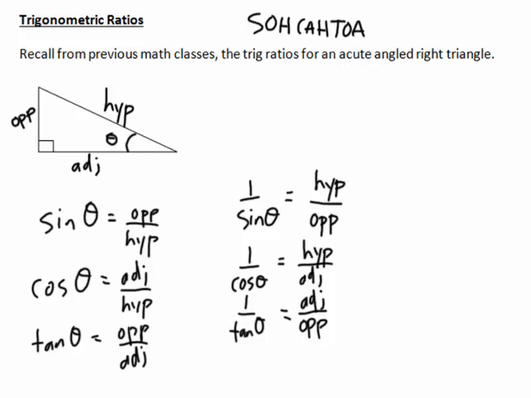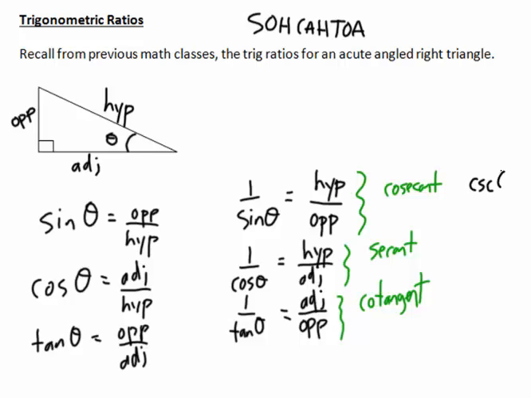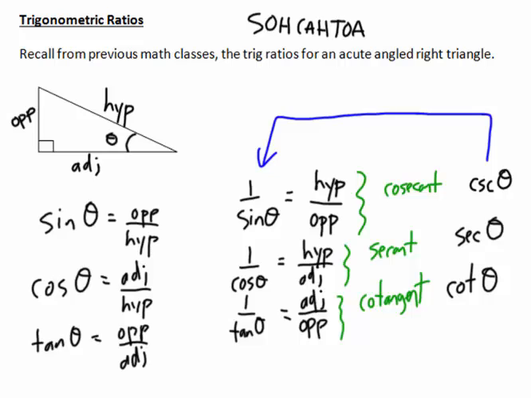Now these reciprocal ratios have their own names. You may have seen these before, you may not have, but this ratio of hypotenuse over opposite is called the cosecant of an angle. Hypotenuse over adjacent is called the secant of an angle, and adjacent over opposite is called the cotangent. So 3 potentially new trig ratios. Now these are abbreviated. Cosecant is CSC theta. Secant is SEC theta. And cotangent is COT theta. So instead of writing 1 over sine, we're just going to call it cosecant, and the same for all of those other reciprocal identities. Now this will allow us to solve the triangle with 6 different trig ratios.